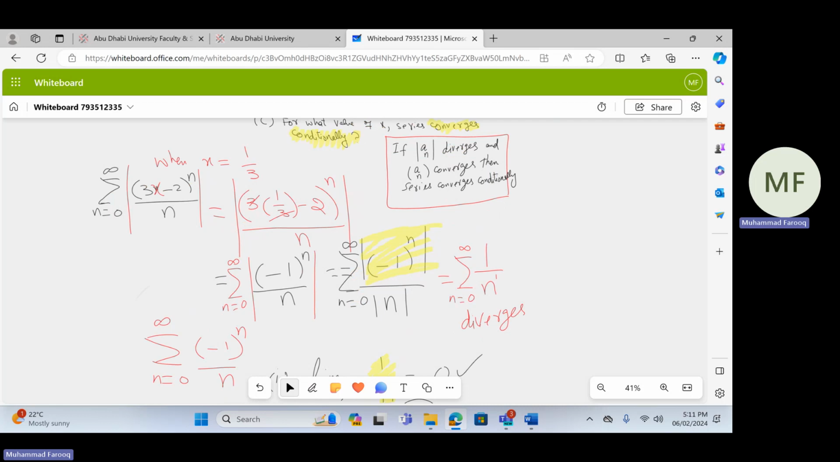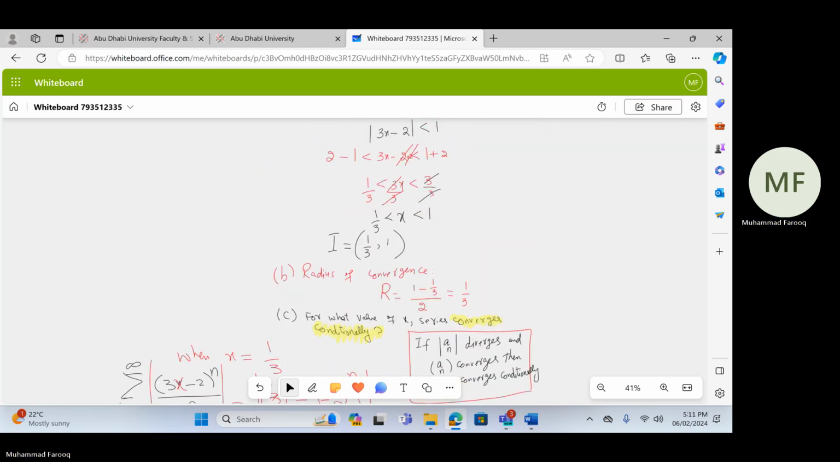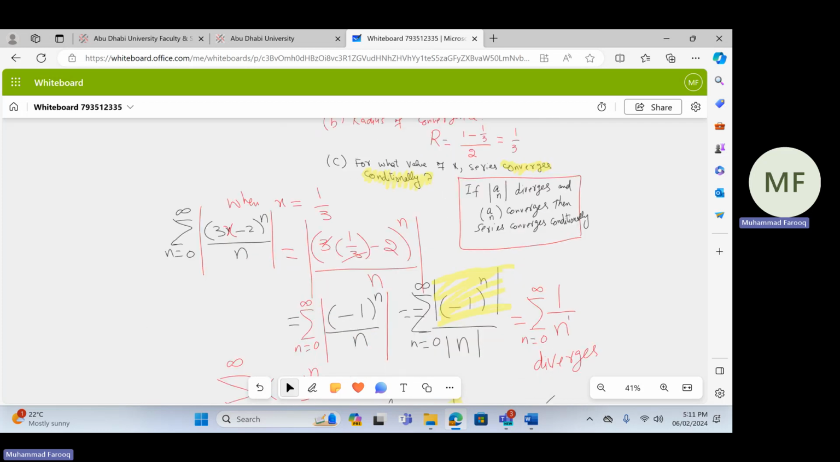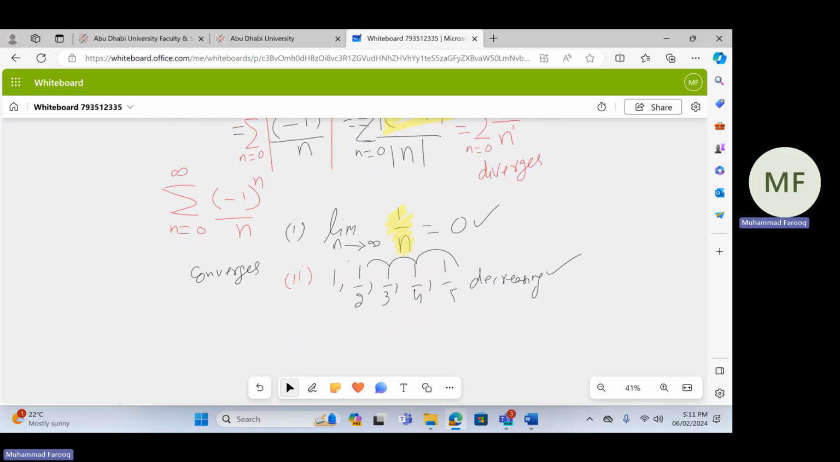So one thing is confirmed: when x is 1/3, the power series converges conditionally. Done? Go back to your part A. What happened with 1/3? This 1/3 is now what? Closed, because as per our calculation, with absolute value the series diverges, without absolute value the series converges. So please write here: at x equal to 1/3, the series converges conditionally.